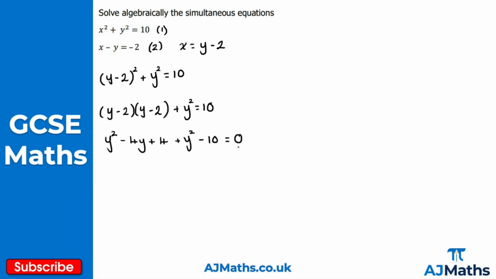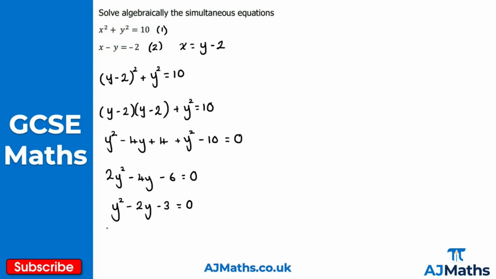What I want to do here now is simplify and collect like terms. So y squared plus y squared, that gives me 2y squared. Minus 4y, there's no other y's, so that's its simplest form there. And we've got 4 minus 10, and that's going to give me minus 6. Okay, and this is equal to 0. Again, notice everything here is a multiple of 2, so we can divide through by 2, and I get y squared minus 2y minus 3 is equal to 0. And from here now, what we want to do is factorize if we can.